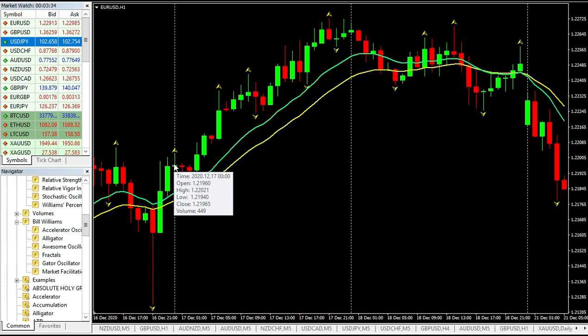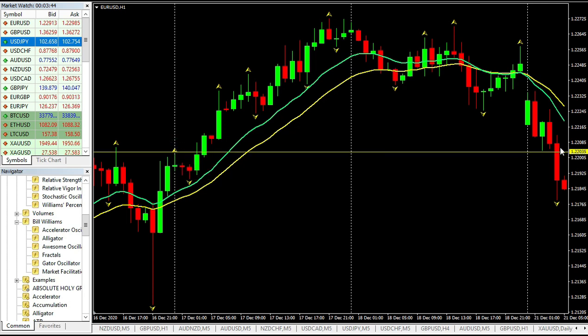1.2202. So we're going to put a pending order 1 pip above it. So it's going to be buy at 1.2203. So let's have a look here. Buy at 1.2203. Okay, and we're going to put a stop loss below the low of the moving average. So this is the moving average, so we're going to put a low here. So this is the stop loss, 1.21779.